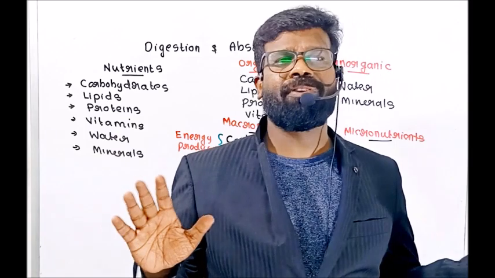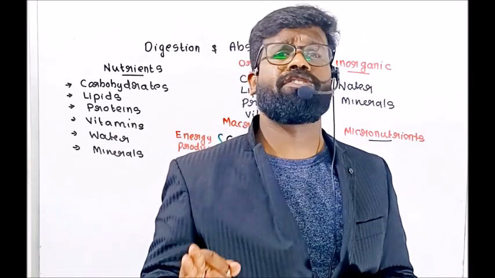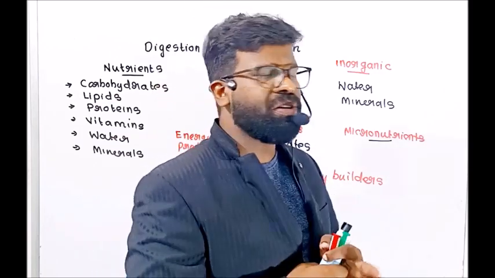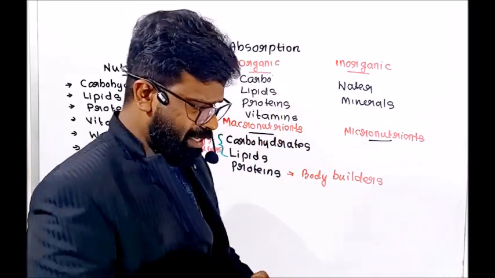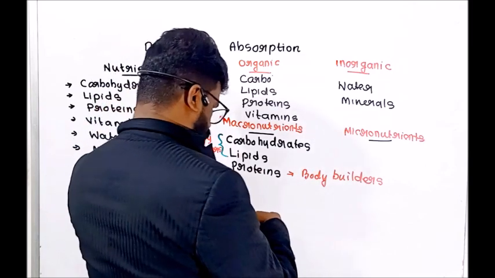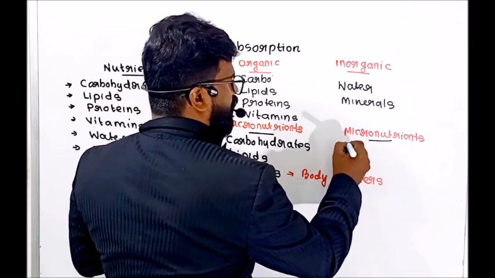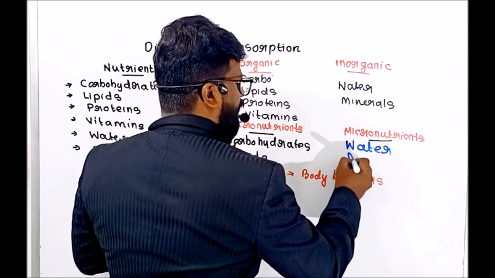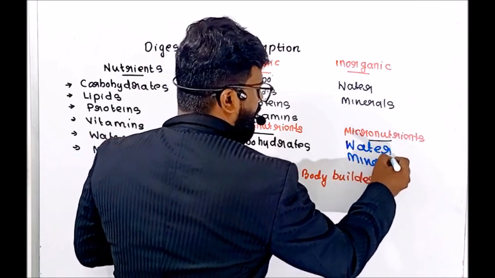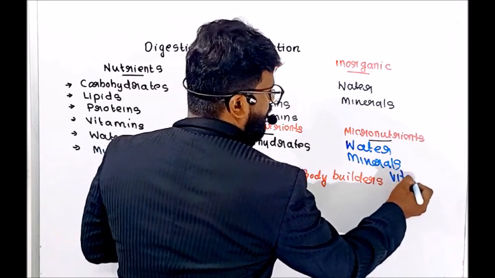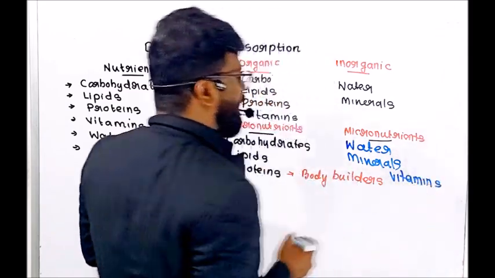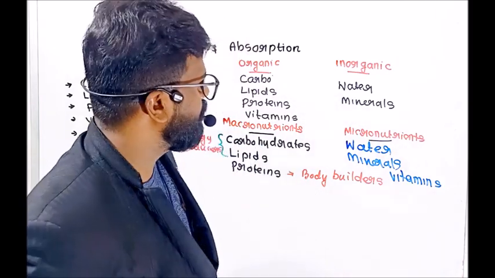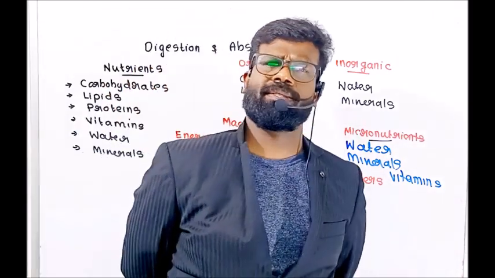So they are not needed for energy production, but they are needed for life activity in our body. So their deficiency causes diseases. Such nutrients are called micronutrients. Micronutrients include water, minerals, and vitamins. Water, minerals, and vitamins are micronutrients. Okay, so these are the different types of nutrients.